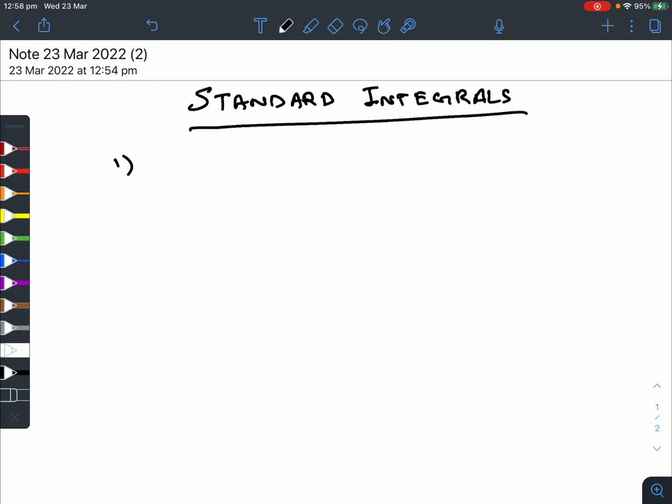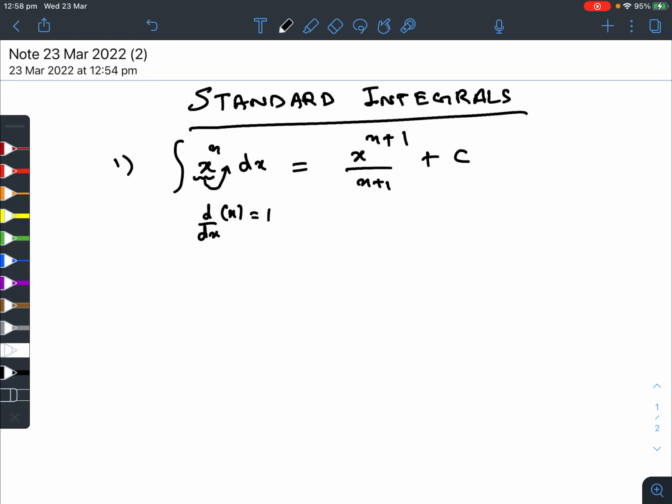So the first standard integral is the integral of x to the power n dx, and that integral value is x to the power n plus 1 over n plus 1 plus c. You have to remember that this formulation is valid when we have the derivative of this base term next to it. The derivative of x with respect to x is 1, so that 1 is present over here. That's why this formulation is valid, x to the power n plus 1 over n plus 1.